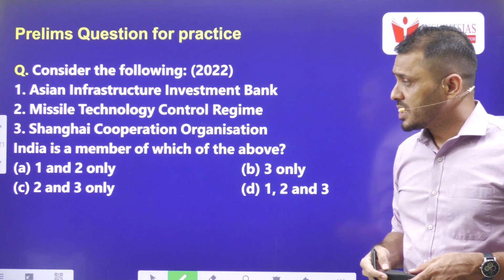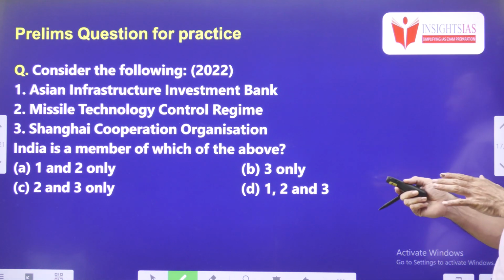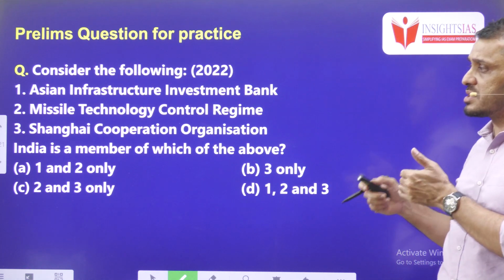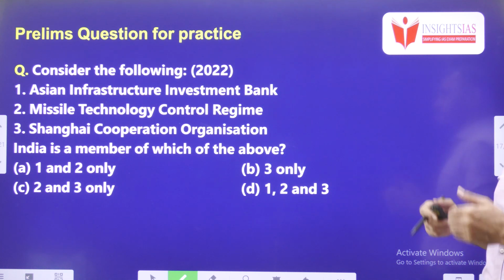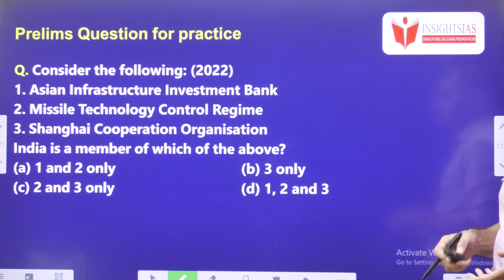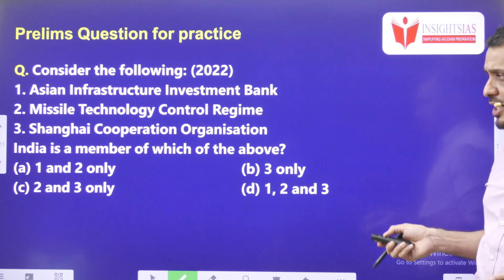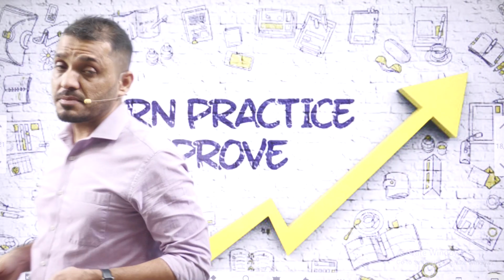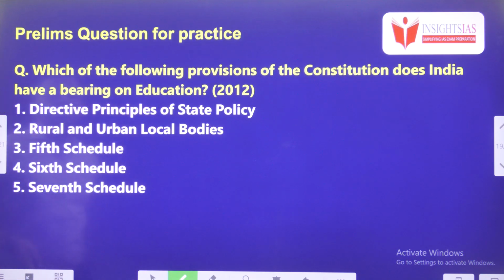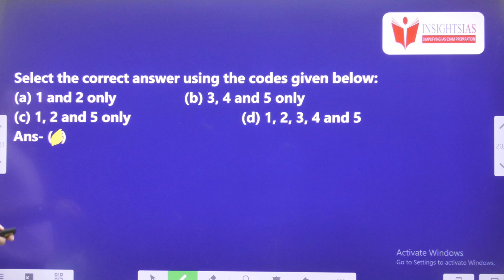Yesterday's video MCQ. Consider the following: Asian Infrastructure Investment Bank, Missile Technology Control Regime, Shanghai Cooperation Organization. Which of the above is India a member of? So India is a member of all the organizations. Okay. Next, let's see today's question. Today's question is, which of the following provisions of the Constitution of India have a bearing on education? That means, which of these five are related to education? Read these five carefully and select the appropriate one.